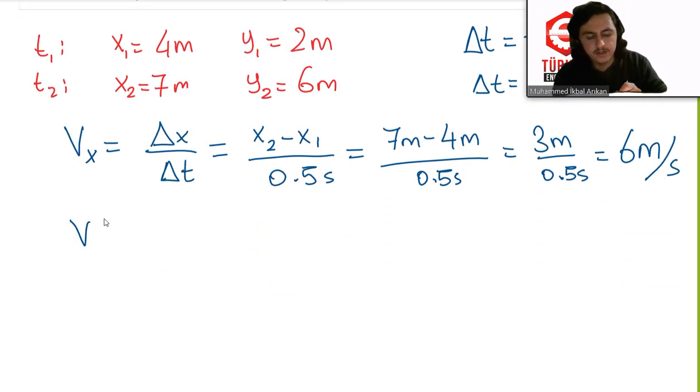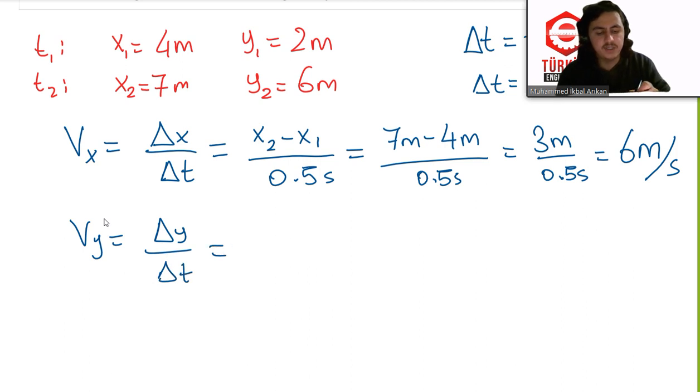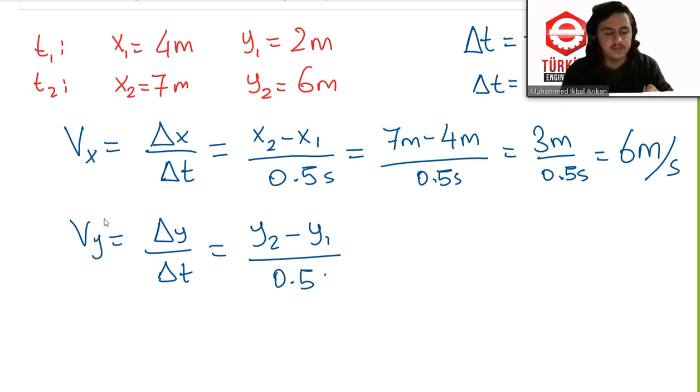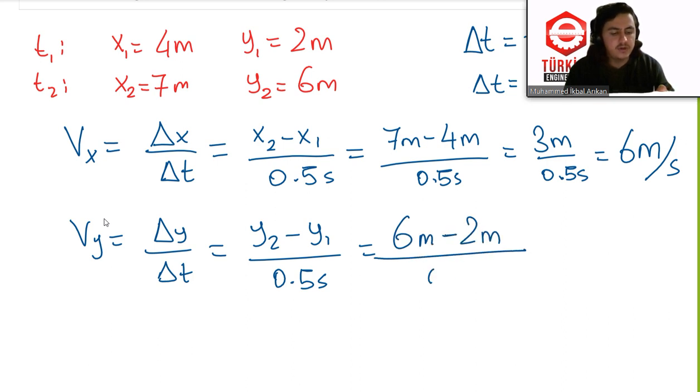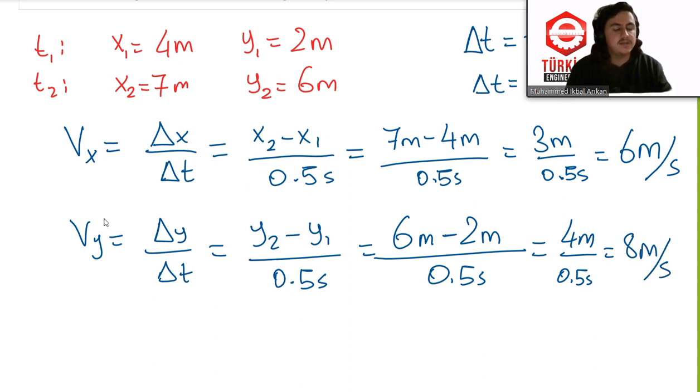What about the y? That will be displacement in y divided by the time change. So y2 minus y1 divided by delta t is the same idea, the same interval. We are talking about the same time period, so it is just half a second. What about y2? It's 6 meters minus 2 meters, divided by half a second. So I will get 4 meters divided by half a second, which is equal to 8 meters per second.